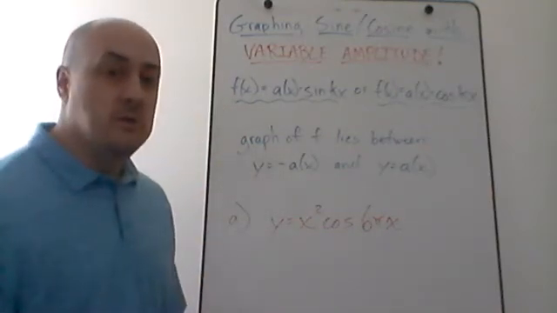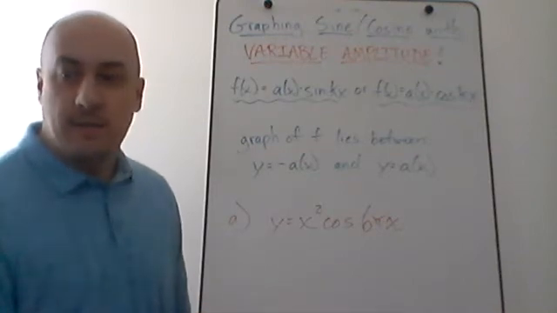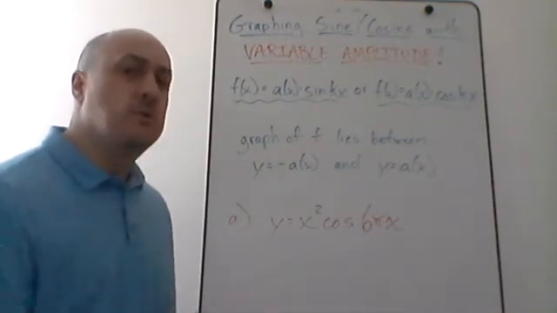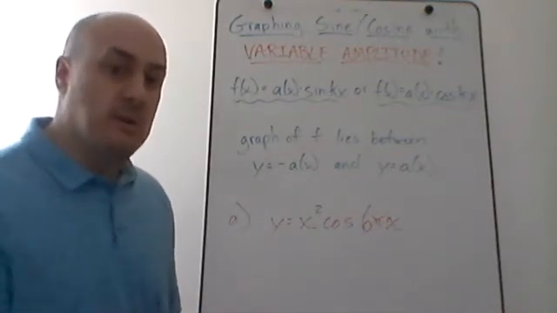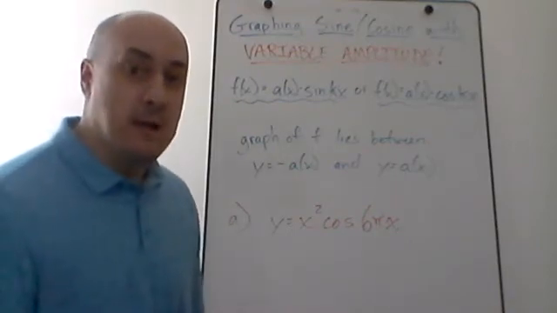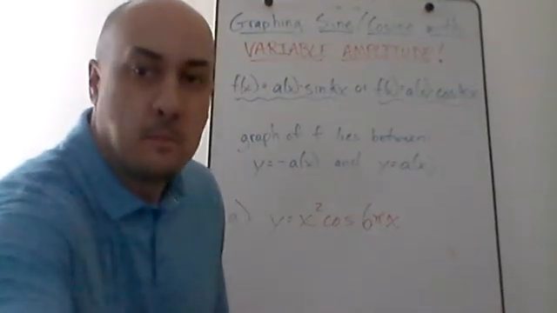So I'm actually going to pause the recording and erase this example, and I think I'll put up one more example just so you can see another example of what the graph of a variable amplitude function looks like.